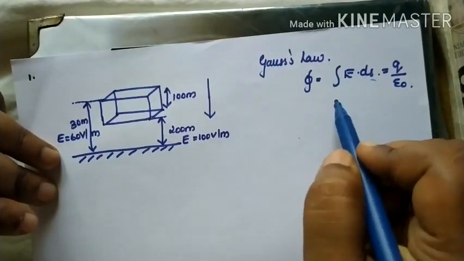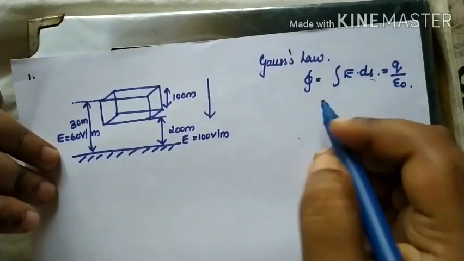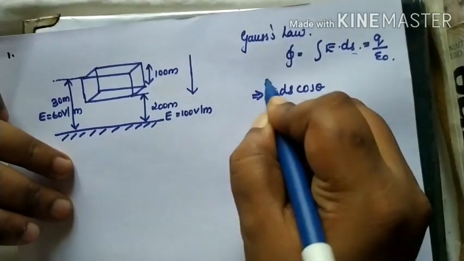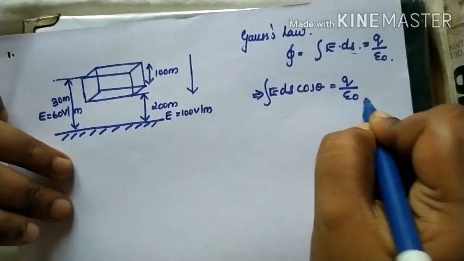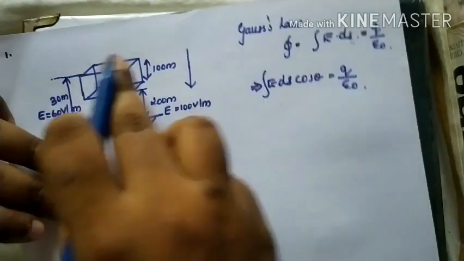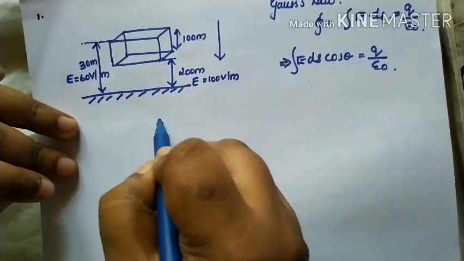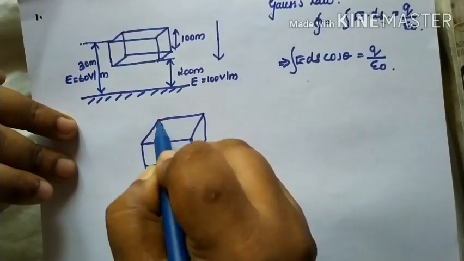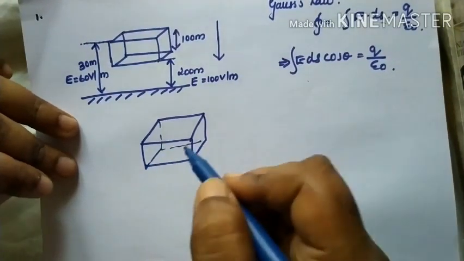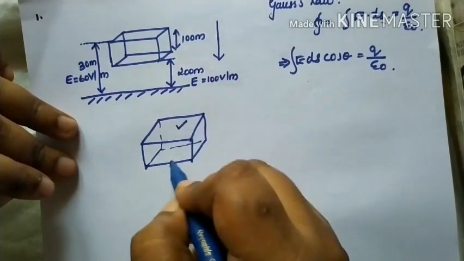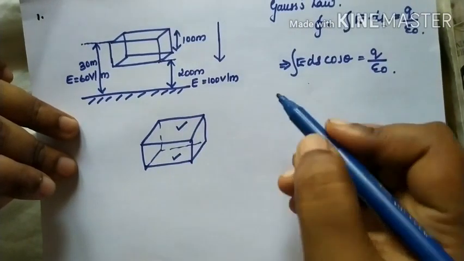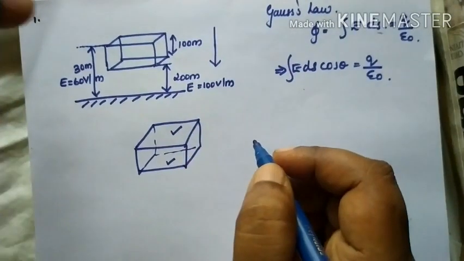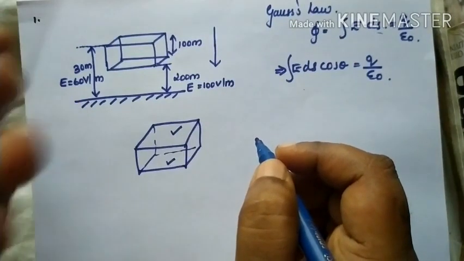E dot ds you already know. This dot product I can write in the form: integral of E ds cos theta is equal to Q by epsilon naught. Now, consider this cube. What is the specialty of a cube? If I consider this as a cube, again I am drawing a cube, this is your top surface, this is your bottom surface. And how many side surfaces are there? There are 4 side surfaces, so totally 6 sides. Hope it is clear.